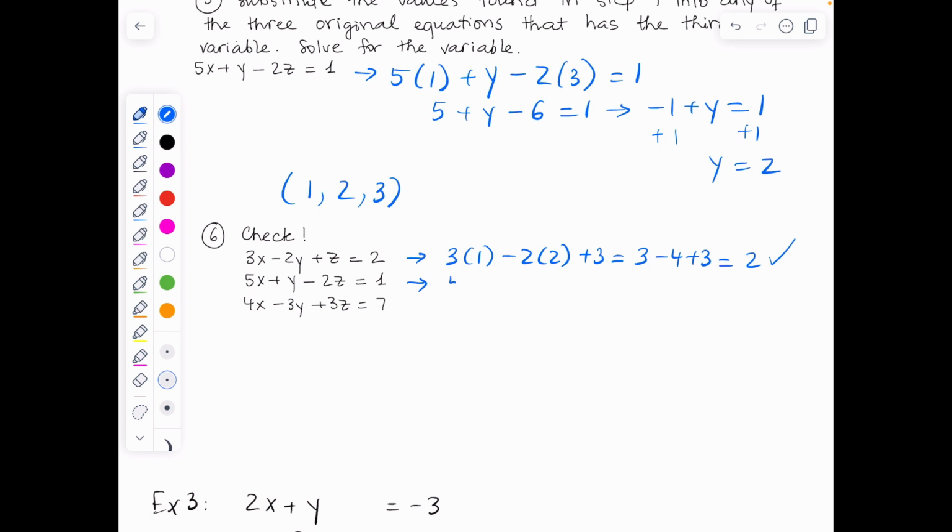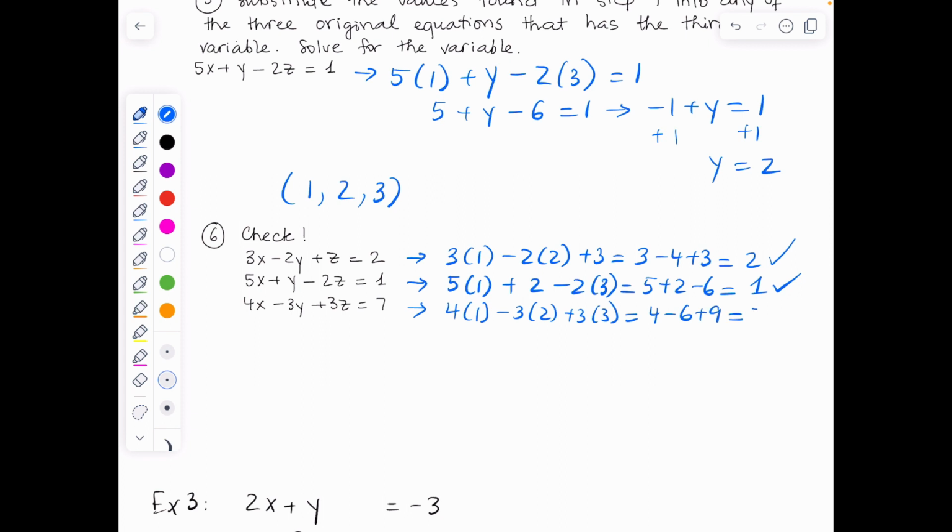Second equation, 5 times 1 plus y is 2 minus 2 times z, so times 3. So that's 5 plus 2 minus 6. That's 7 minus 6, which is 1. So the second equation works out as well. Third equation, substitute everything in. 4 minus 6 plus 9. So that's negative 2 plus 9, which is positive 7. So now we know the ordered triple 1, 2, 3 is the solution to the system.